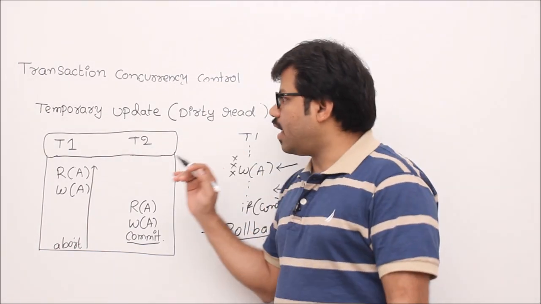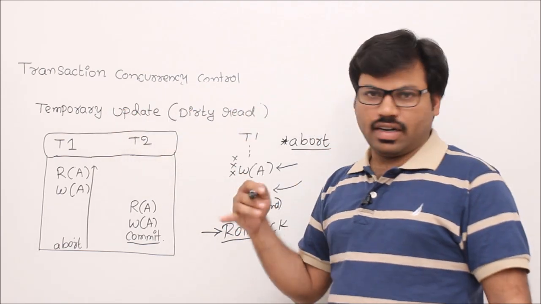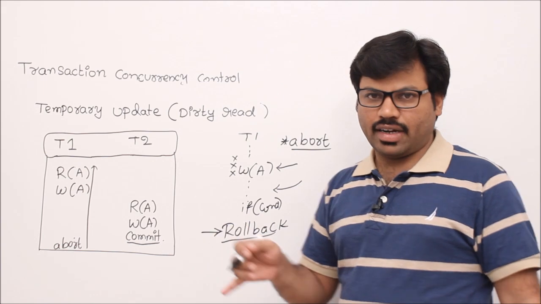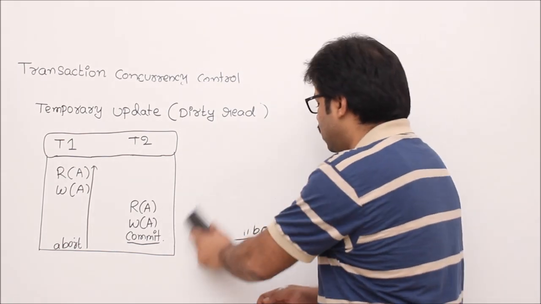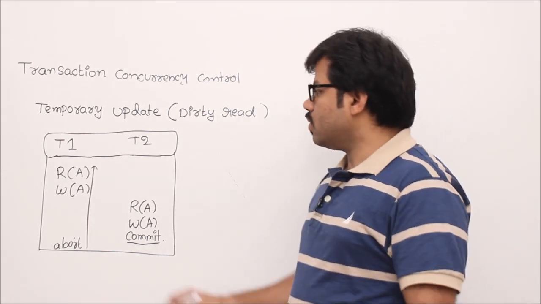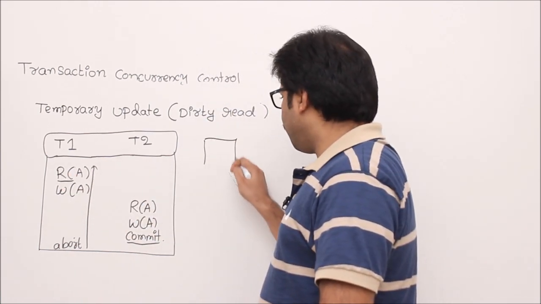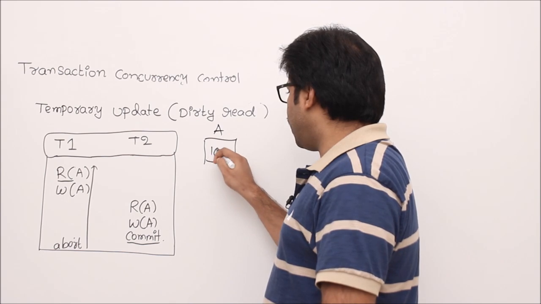Now let's try to understand the temporary update problem or dirty read problem with this concept. What is it? Commit, rollback and abort. See this scenario. Transaction T1 is reading some database variable A. Let's say initially its value is 100.